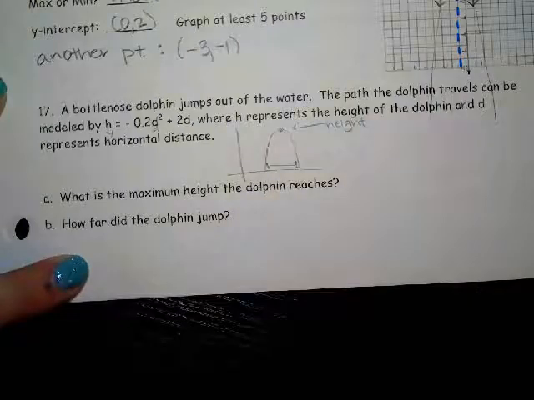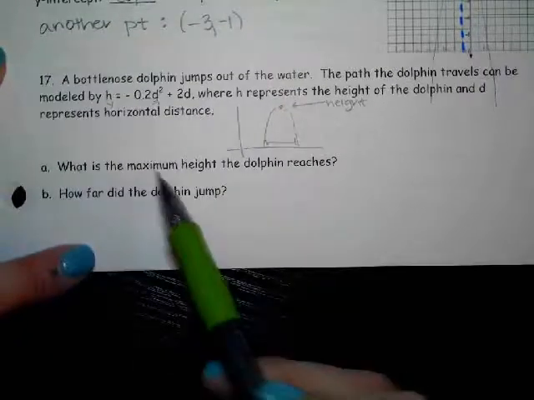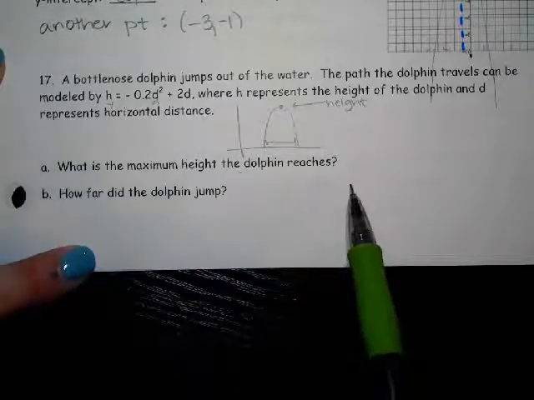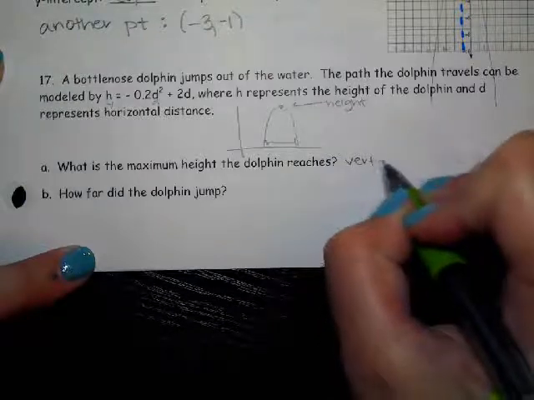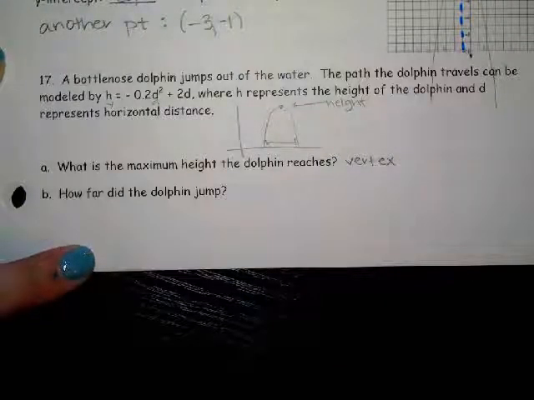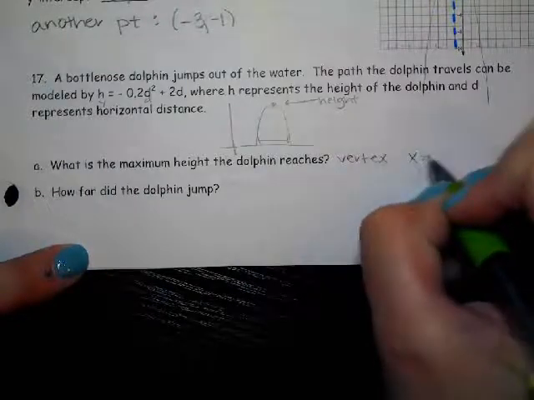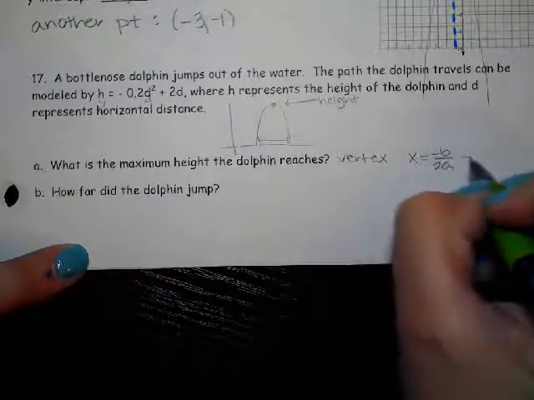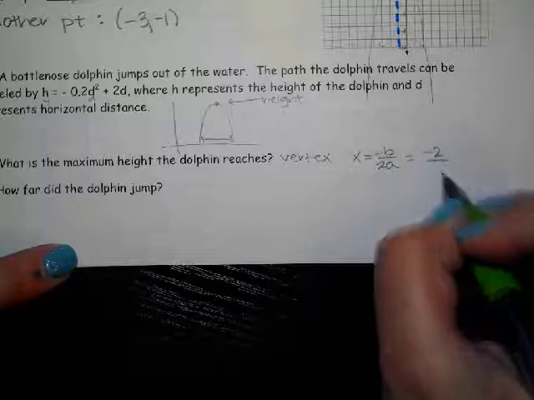What is the maximum height that the dolphin was able to reach? How could we figure that out? What are we actually looking for? We're looking for the vertex. Okay, do we know how to find the vertex? Yeah, what do we do? Negative b over 2a. Okay, so let's go ahead and do that. We're going to say x equals negative b over 2a. And what are we going to do for negative b? Negative 2. And then for 2a, we're going to do over 2 times negative 0.2. I normally multiply those together in my head, but that's too much math for me.